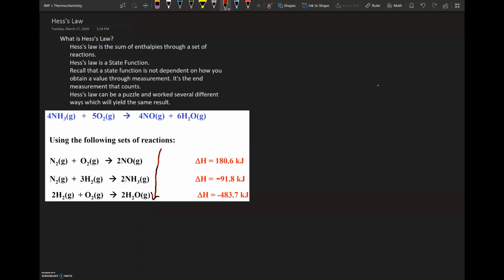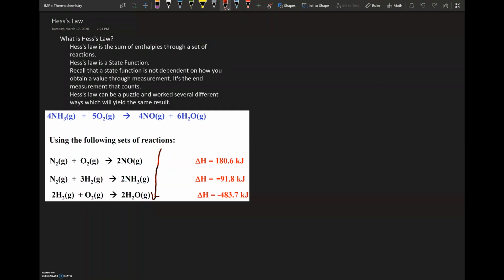Hess's law is also a state function. Recall that a state function is not dependent on how you obtain the value through measurement. It's the end measurement that counts. So if we wanted to travel from A to B, there are many different ways to get to B. The end result is you still end up at B, which is what counts.